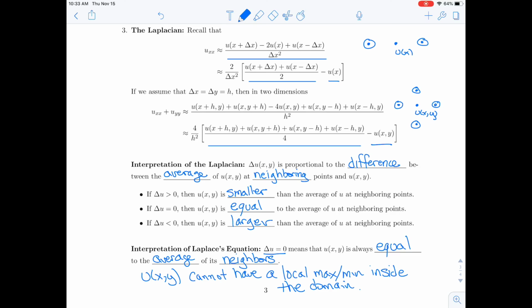So if we're looking at the Laplacian of u on a rectangle, then on the inside of this rectangle, u of xy cannot have a local maximum or minimum. All maximums and minimums of u of xy have to occur on the boundary of that domain right here. And this is a special property of functions whose Laplacian is 0, that they cannot have local maximums or minimums inside of a domain, that those local maximums or minimums must occur on the boundary.